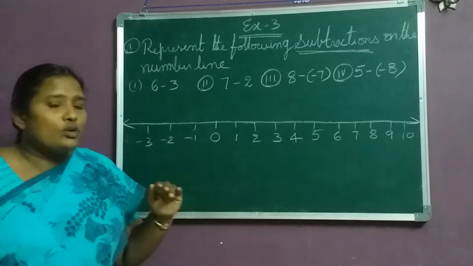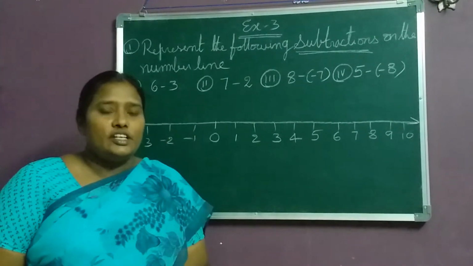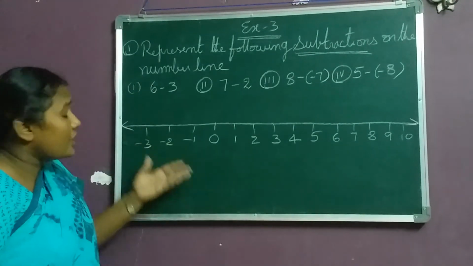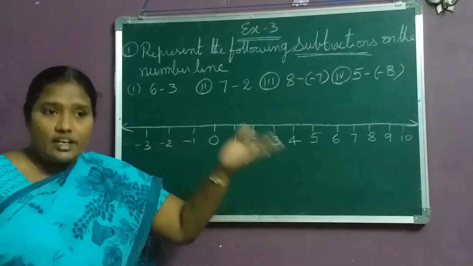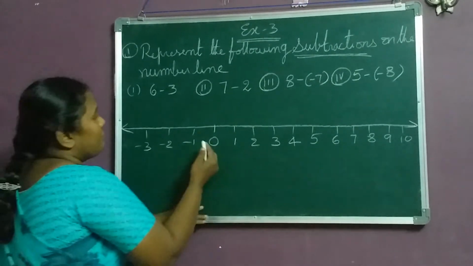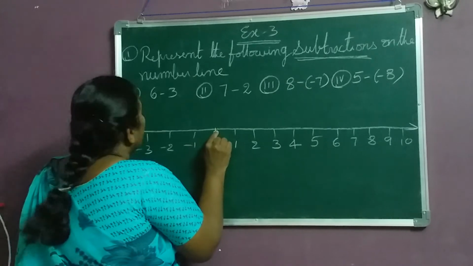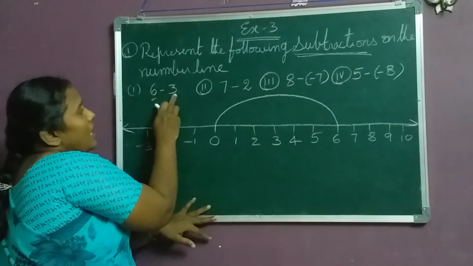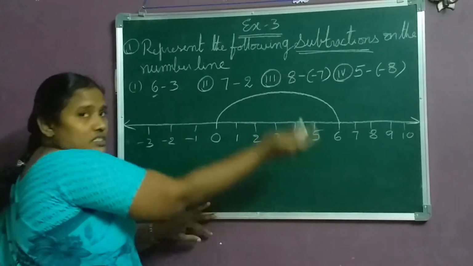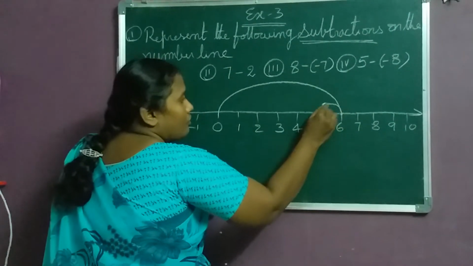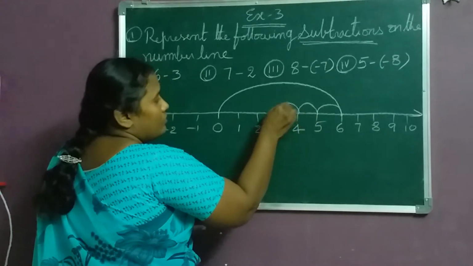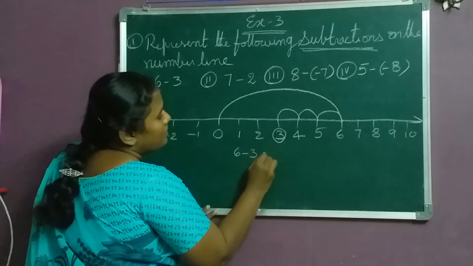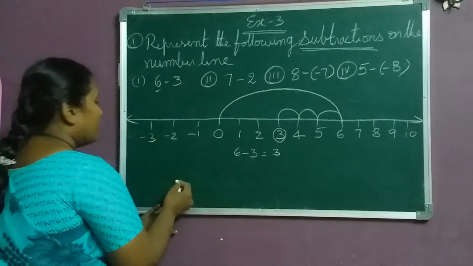Now, when you subtract the positive integers, you move the leftward direction. First, you should draw the 6. First one, 6. Minus 3 means leftward direction. Okay? 1, 2, 3. Answer is 3. So, 6 minus 3 is equal to 3. Next.